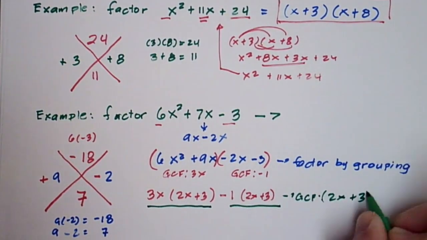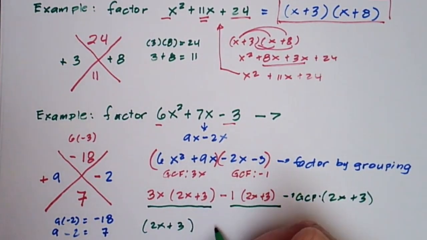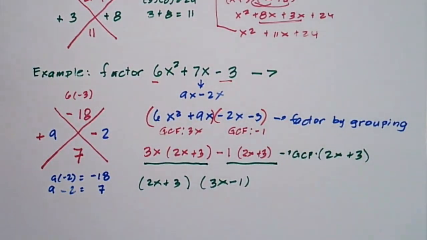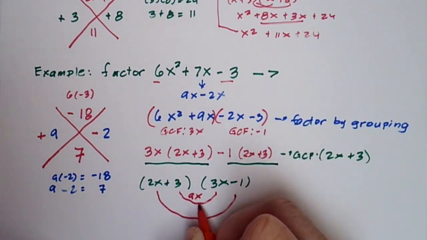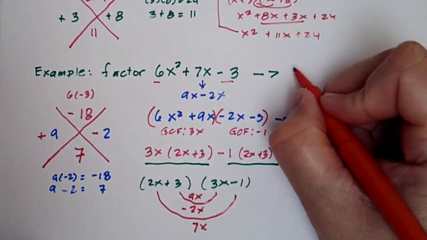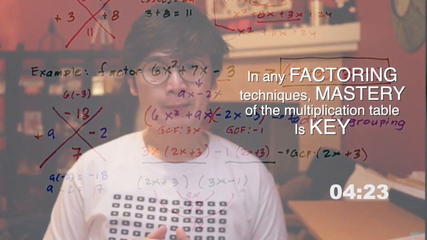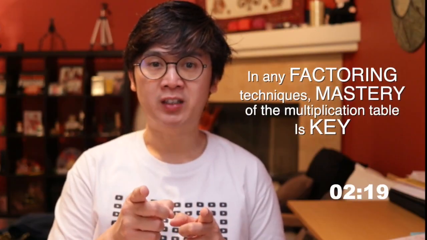And now we have a big GCF of 2x plus 3 that we can factor out again, and we'll end up with (2x + 3)(3x - 1). And by using this simple multiplication, we know that we have the correct factored form. So in factoring any polynomials, the multiplication table is key.